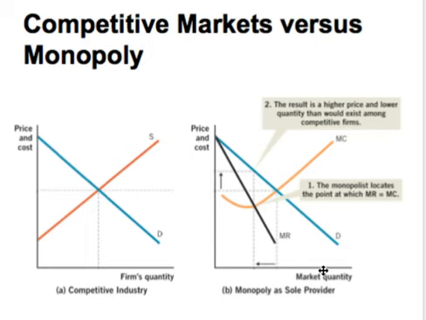Let's quickly look at an illustration of the difference between a competitive market and a monopoly. So on the left, we have our competitive market, and we know that the equilibrium quantity for a competitive market is where the demand curve intersects with supply. That is, we get a price here and a quantity here.